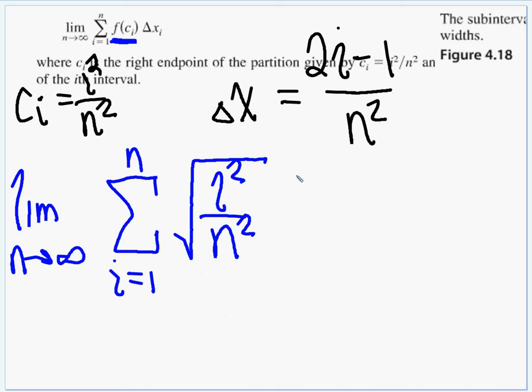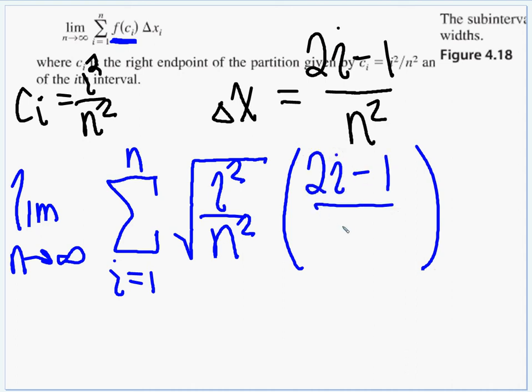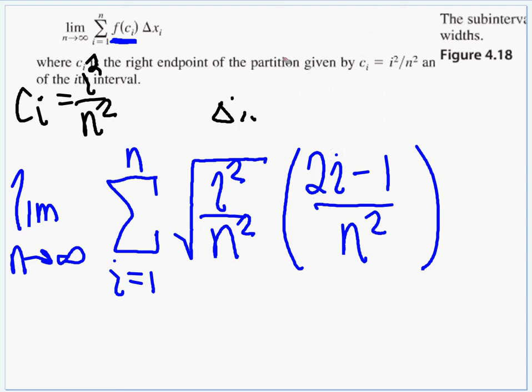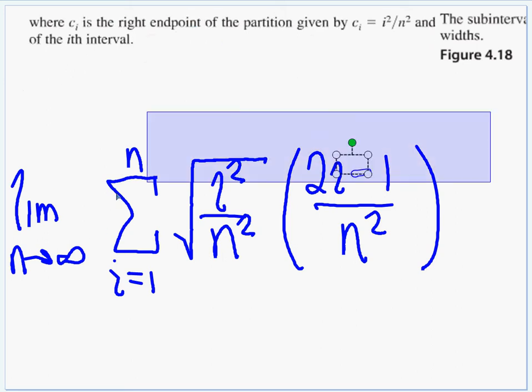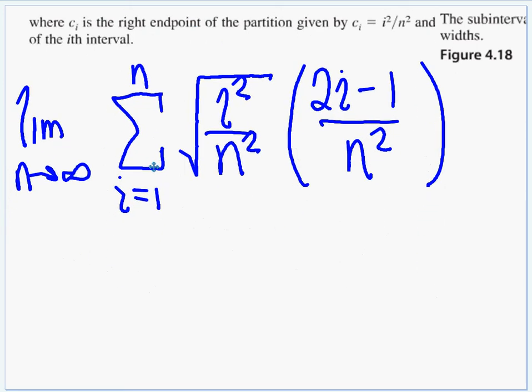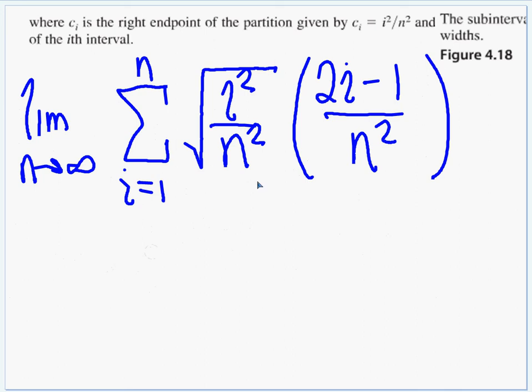So that is the height of the rectangle, and then we've got to multiply that by the width, or the base, and that is this, 2i minus 1 over n squared. And I think I can get rid of this now. So here is our equation, everything's thrown into the function. We have our rooting function. Here is the height. Here is the base of our rectangle.